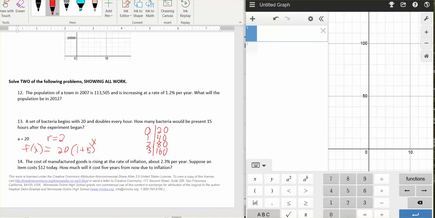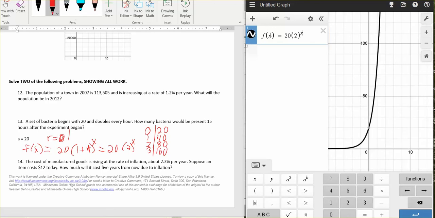Oh, I didn't put in my rate. Actually, the rate would be 1 because it's going to be 100% more each time. So 2 is what you would get if you simplified this: 20 times 2 to the x power. Alright, so we'll graph this and make sure that it matches what we want it to match. f of x is equal to 20 times 2 to the x power.